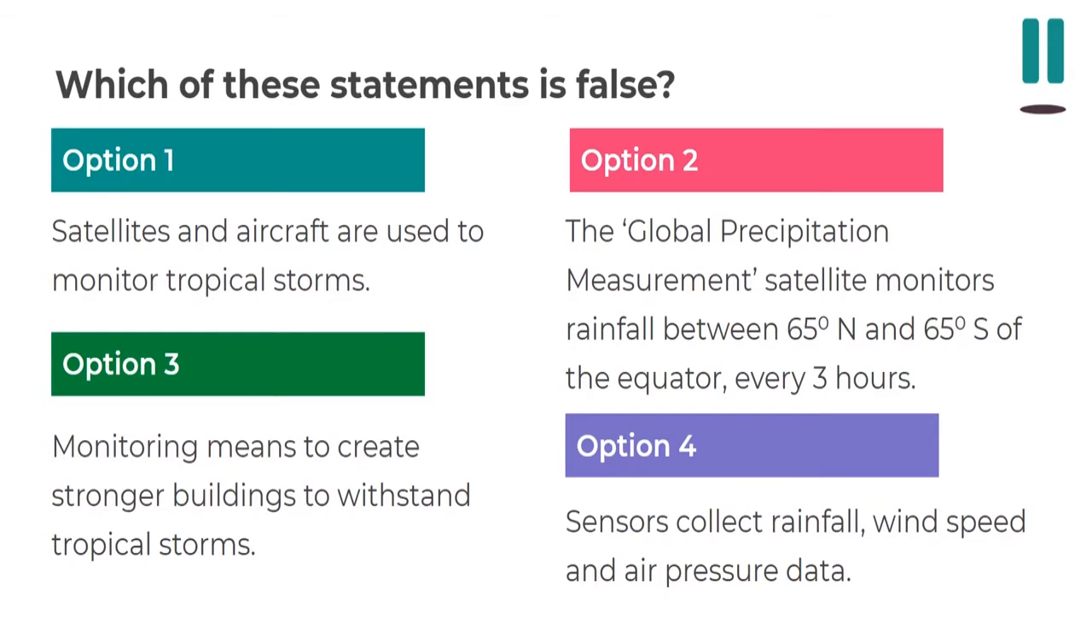So if you already know the option, that is brilliant. You can just allow the video to run. But if you would like to reread those options, you may want to pause the video and resume when you are ready. So let's find out what the correct answer is.